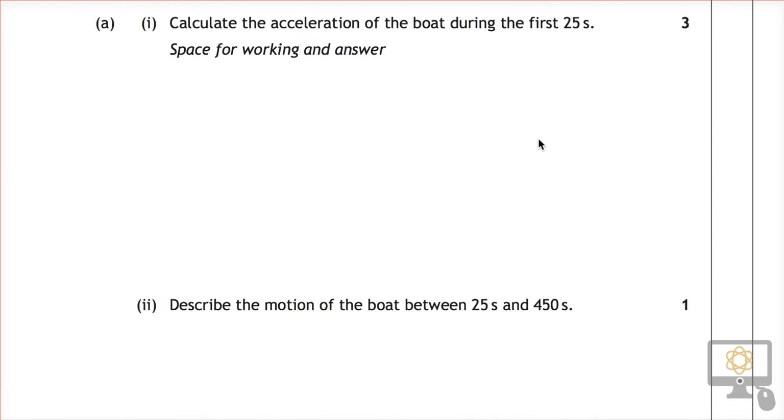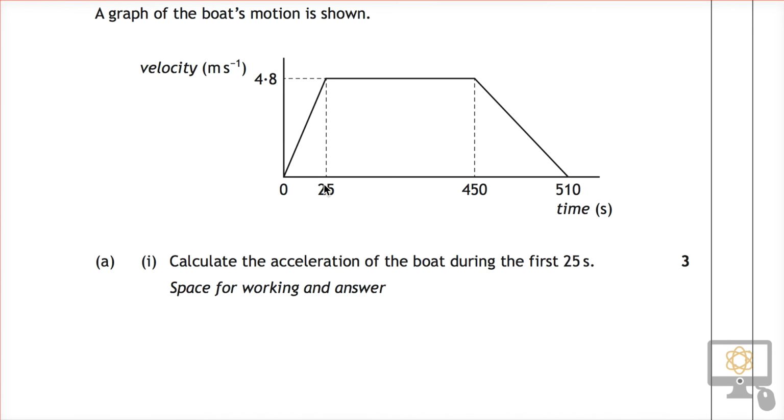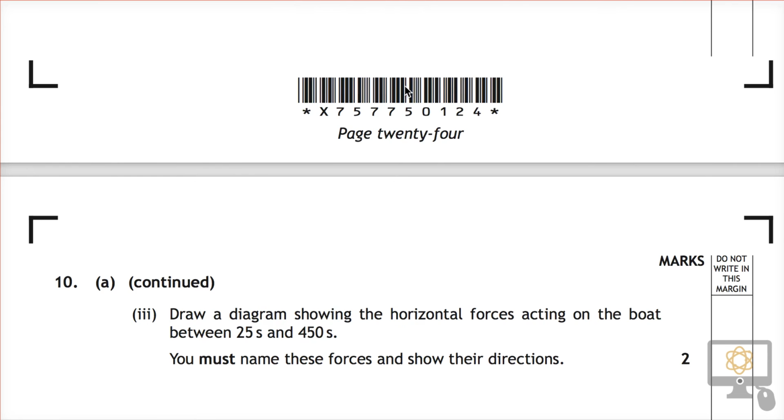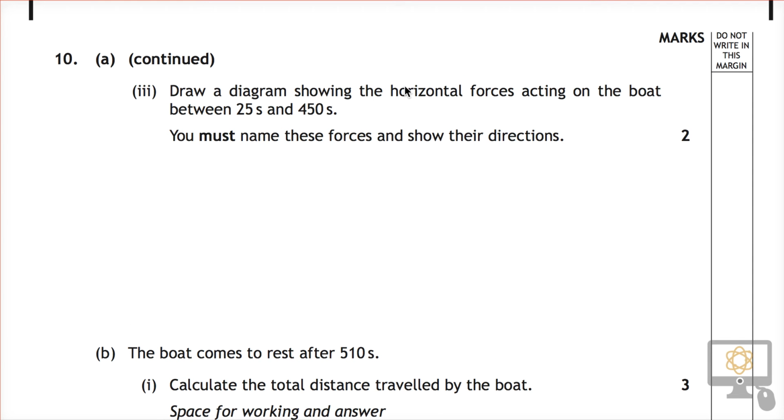So if we look at the diagram again of the graph, it shows that between 25 and 450 seconds there is constant speed. And if there's constant speed, what that means is that there is no unbalanced force on the boat, and so the boat must have two forces acting in equal and opposite directions.